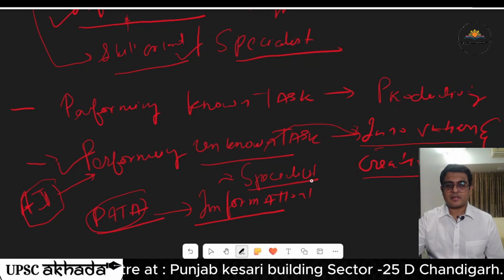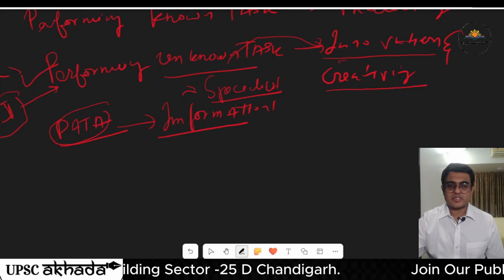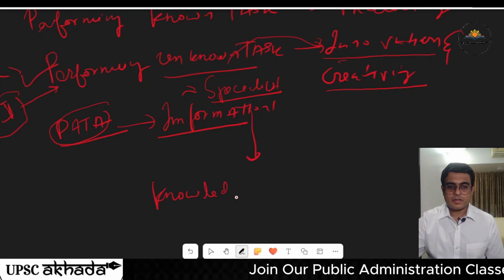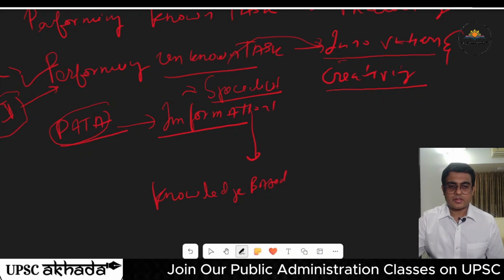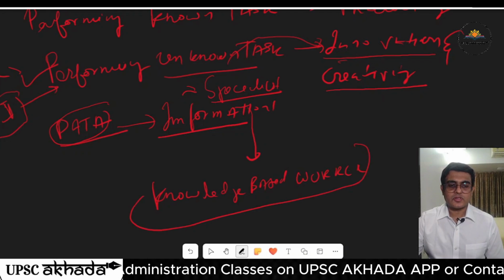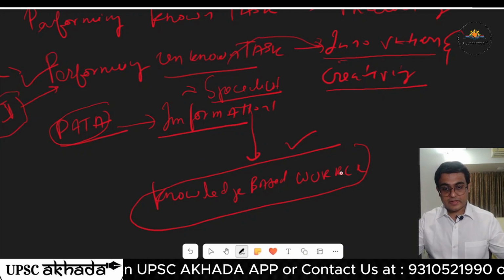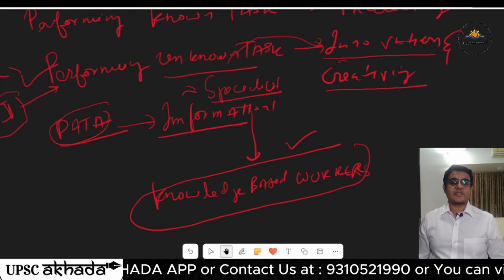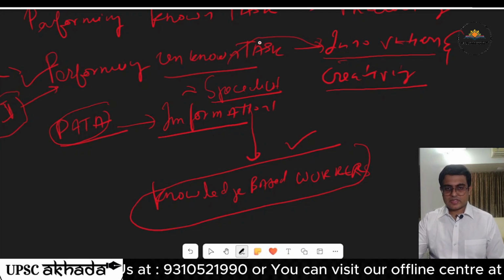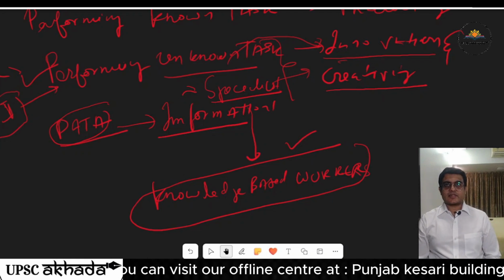And who are these specialists? These are knowledge based workers, information specialists. And the organization should be full of these knowledge based workers for its survival and for increasing productivity and efficiency of that organization. This is because we need to perform many unknown tasks which will require creativity and innovation. So that's why he talks about this knowledge based organization.